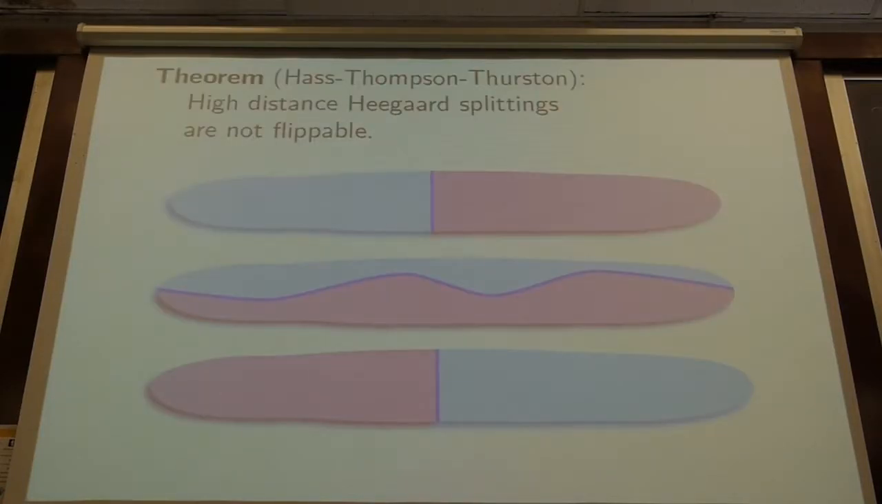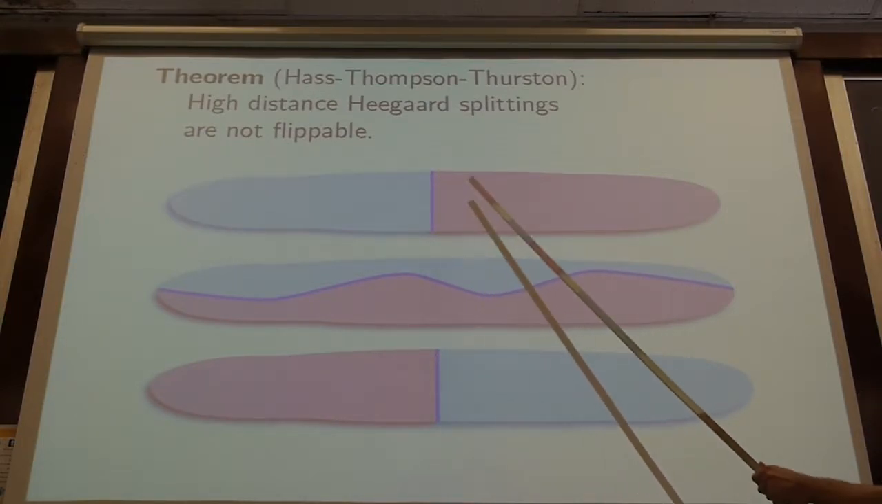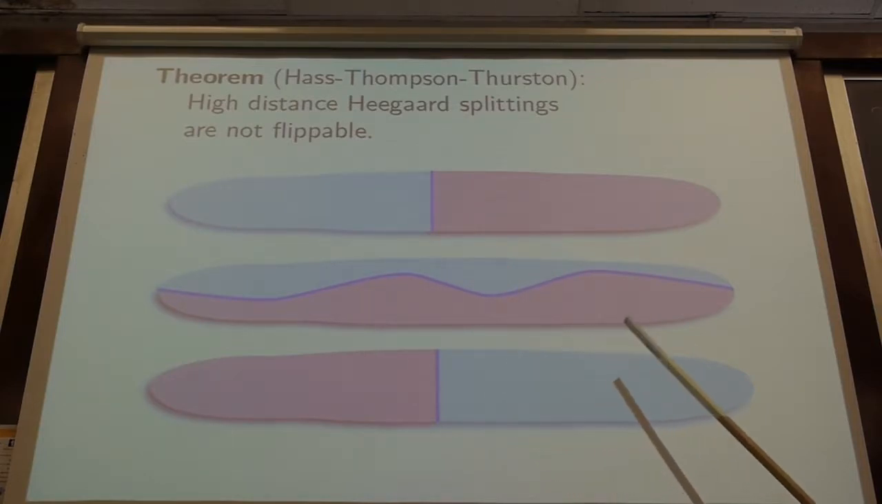So what Hass, Thompson, and Thurston showed is that if you have a high distance Heegaard splitting, it's not flippable. And actually they showed something stronger. They showed that to get a flippable Heegaard splitting, you have to stabilize it enough times to double its genus. But basically, here's why. Schematically, we want to turn this picture into this picture, the same Heegaard surface but with the colors interchanged. And it turns out you can do this in a way where the volumes are equal at every given point, so the blue handlebody always has the same volume as the pink handlebody.